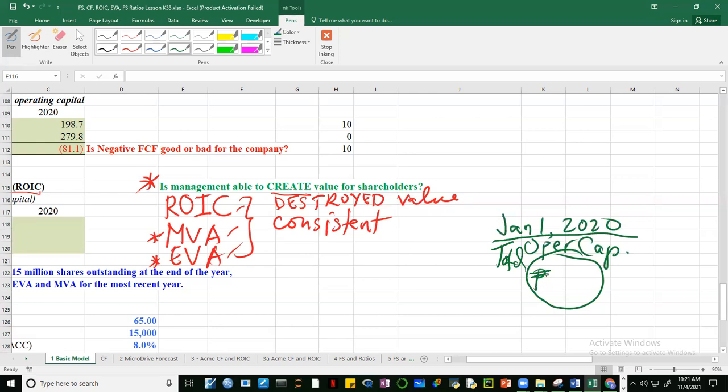Hello, guys. How much was total operating capital at the beginning of the year? Andiyan yan, nakita na natin yan kanina. Somebody answer, please. Magkano yung total operating capital at the beginning of the year, January 1, 2020?